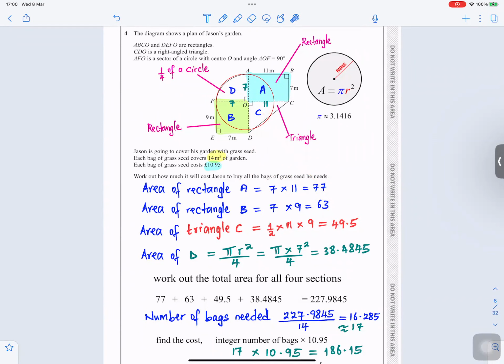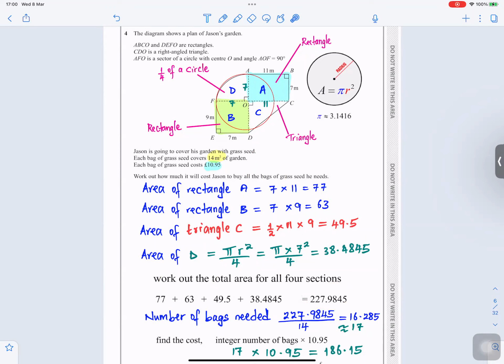The area of 1/4 of a circle is pi radius squared divided by 4. I've put the formula to find the area of a circle on the top right there. That's the circle there. The area formula is pi radius squared, and pi is 3.142. So the area of that will be 38.4. And then the total area of the 4 sections, so add all of them, 1, 2, 3, 4. Add all of them, you get 227.98.